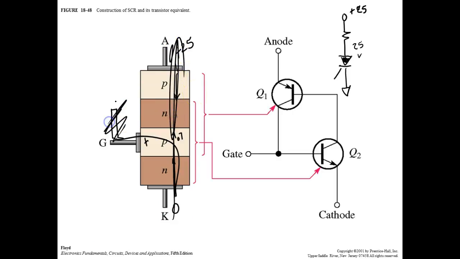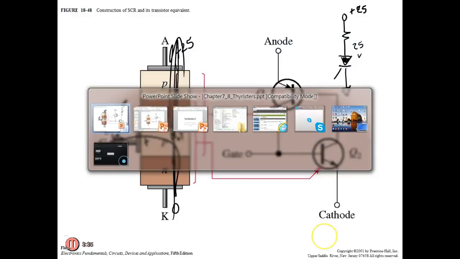Now I come up here and take the gate away, what's going to happen? It's going to stay on because now it's in full conduction, right? You understand? So once you turn an SCR on, there's only one way you can turn it off, and that's to drop it below what we call its holding current. So we have to drop it below a holding current.